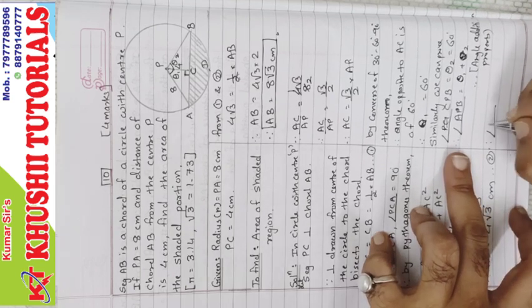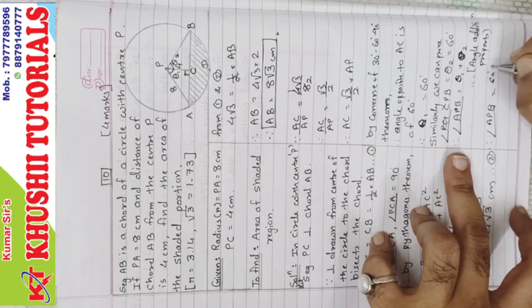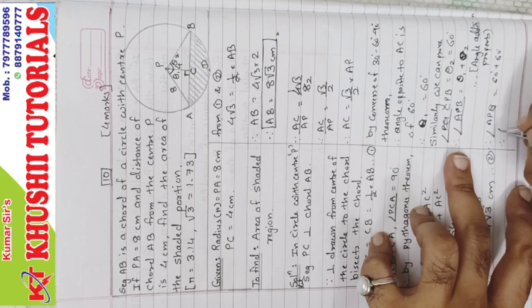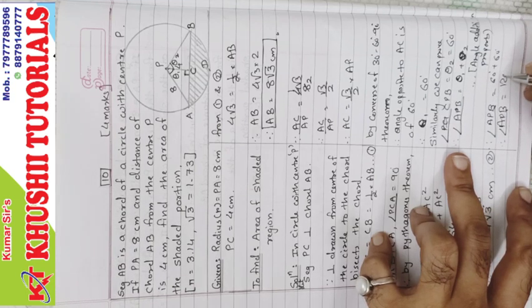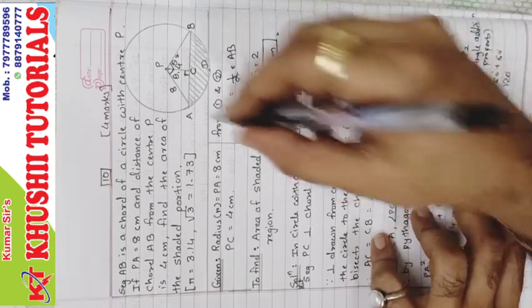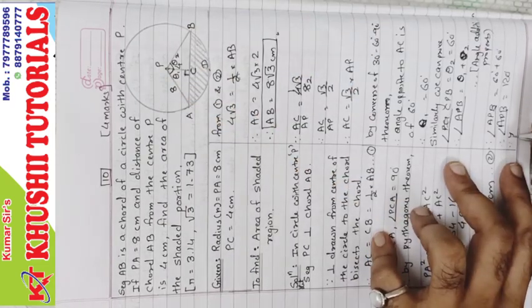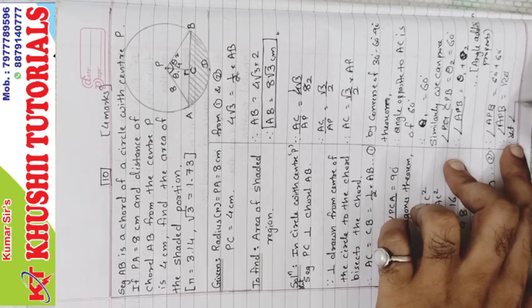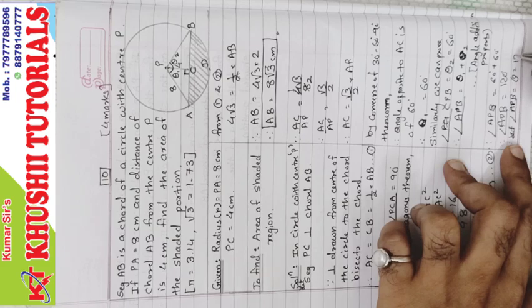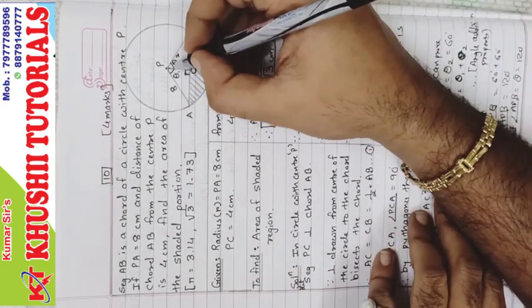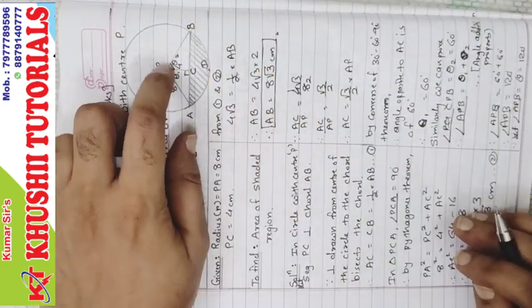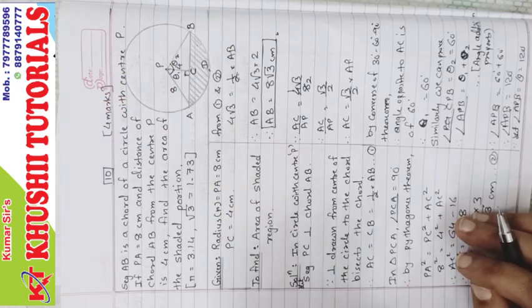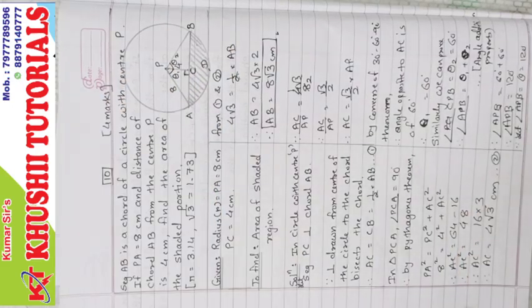Therefore angle APB equals 60 plus 60. Therefore angle APB equals 120. So we will assume theta, so let angle APB equal theta equal 120. So in full we got 120 degrees. Now we can find the area of the sector and the area of the triangle, and then subtract it.